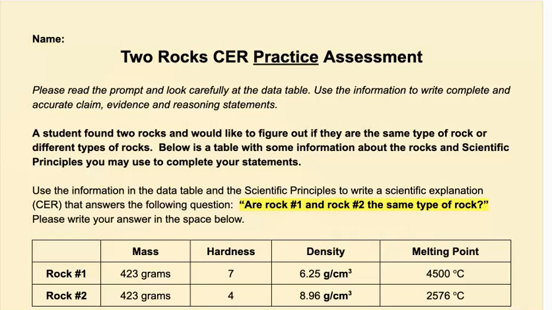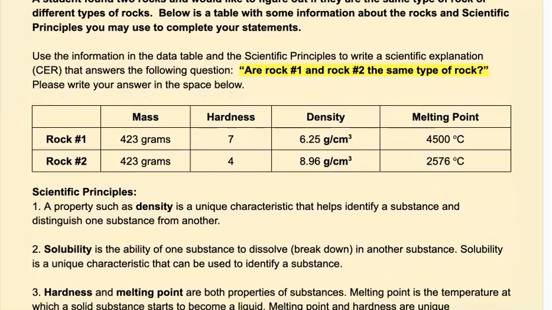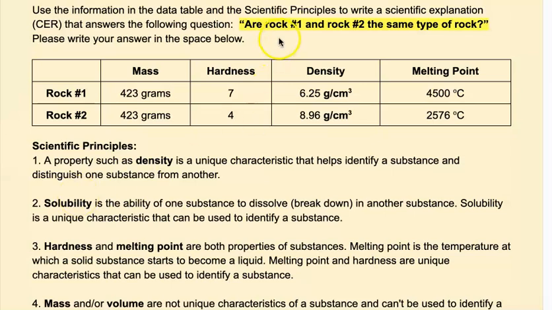So, here's the premise of this CER. A student found two rocks and would like to figure out if they are the same type of rock or different types of rocks. Below is a table with some information about the rocks and the scientific principles you may use to complete your statement. So what you're going to do is use the information in this data table, and use these 4 scientific principles to write your CER. And what you're trying to answer is this question right here. Are rock number 1 and rock number 2 the same type of rock?